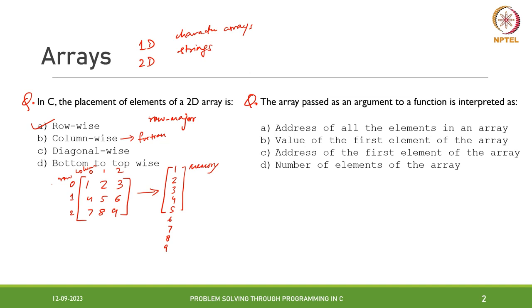So let us look at another theoretical question. Say you want to pass an array as an argument to a function. So how would you really do that? I mean, what would you pass to the function in that case? The address of the first element of the array. Correct. So you will pass the address of the first element of the array.